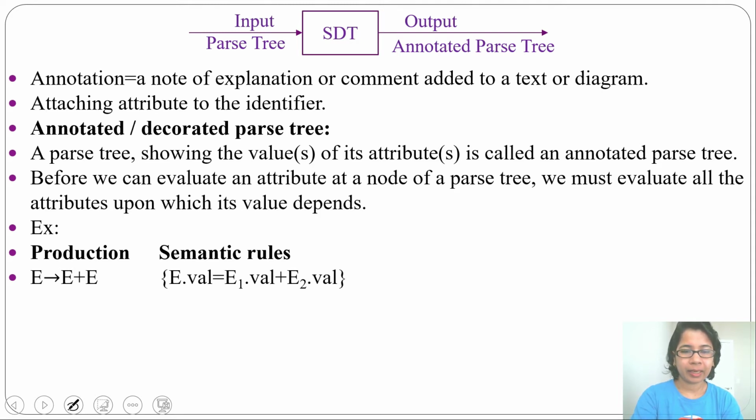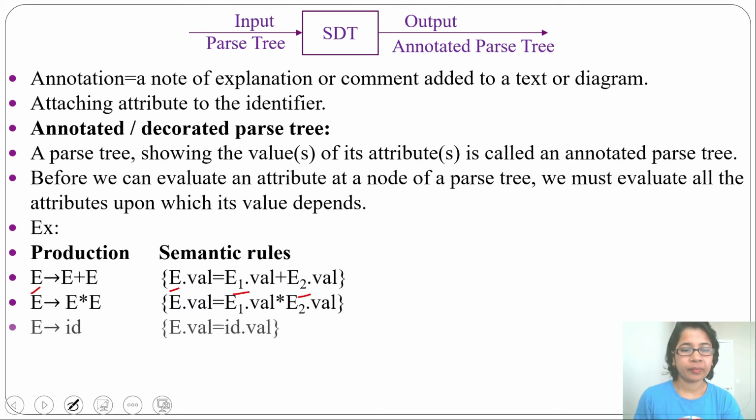Here, val is an attribute for E. E.val equals E1.val plus E2.val. The 1 and 2 are just to identify that these are child Es, different from this E. Then E derives E multiplication E. The semantic rule is E.val equals E1.val multiplication E2.val. E derives id, E.val equals id.val.